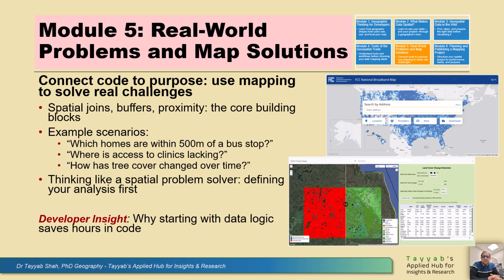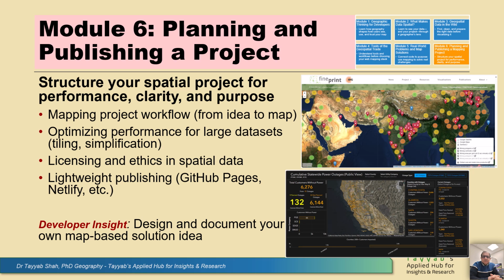And in the last module, planning and publishing a project is basically the end of this course, where we will discuss all the things we have already discussed in the last 5 modules, and then put them together to understand the mapping project flow, workflow, and optimization options if we need to see the performance when you're dealing with large data sets, and some ethical and licensing issues, and how you really want to publish your project.